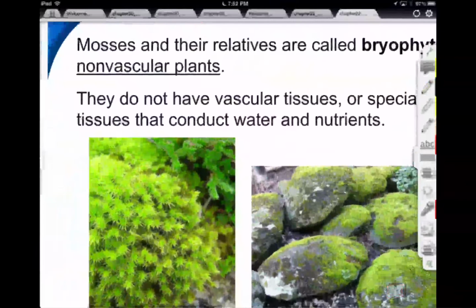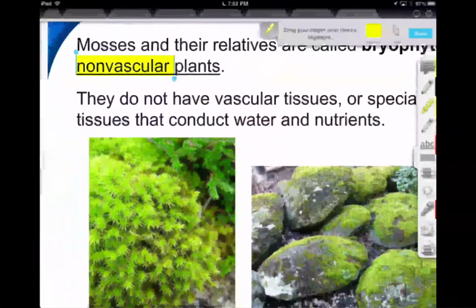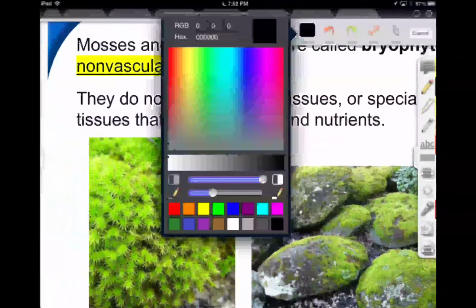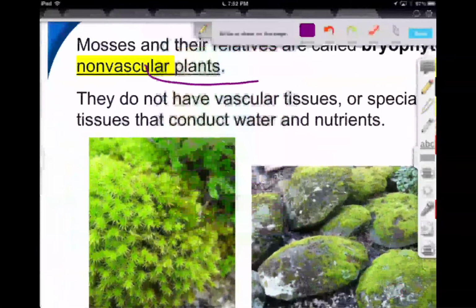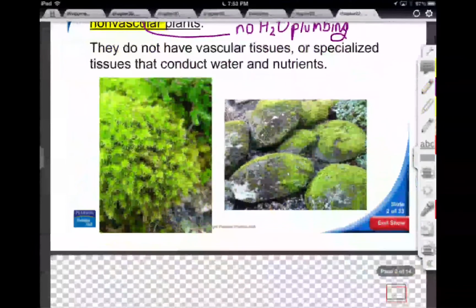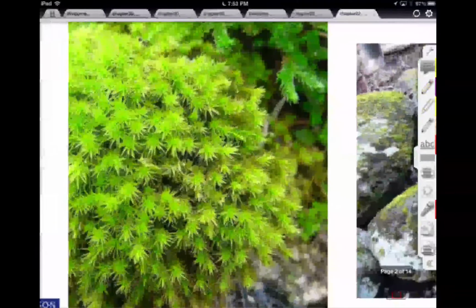So when you see the term vascular, let's put a little annotation here in a different color because there's enough black on here already. We'll say that they have no H2O plumbing. That's not really developed until we get to something like the ferns, phylum Pterophyta. So you can see in the images, they're very short and stunty.